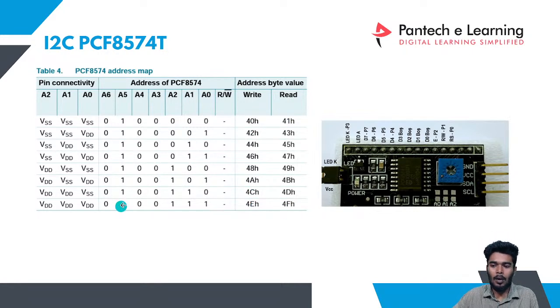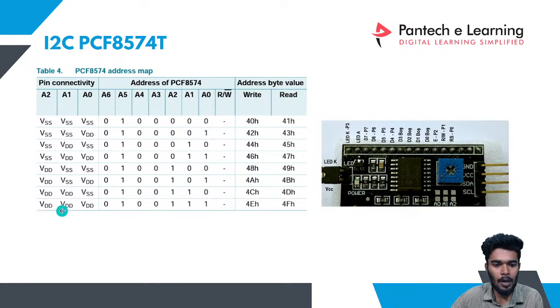The A0, A1, A2 pins are by default in the high state: when connected to VDD it is logic 1, and when connected to VSS, which is ground, it is logic 0. So by default A0, A1, A2 will be in the high state, logic 1. So I will use this 4E address to communicate with I2C module 1. Then I have to communicate with I2C module 2, which is the same module. How will I communicate with it? It will have the same address, right? For that purpose only, A0, A1, A2 are used.